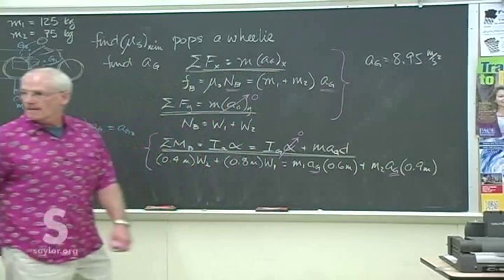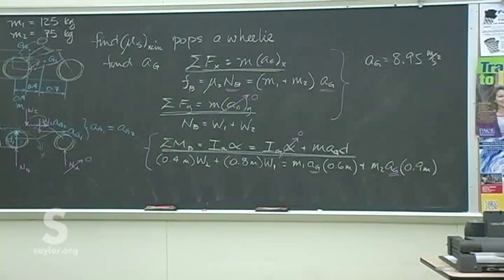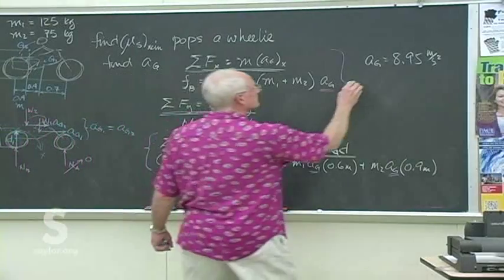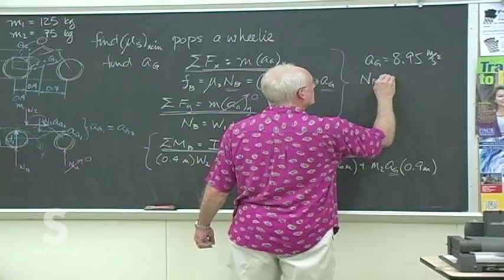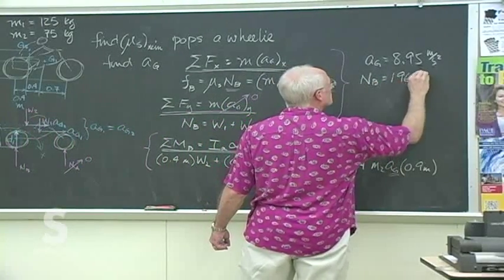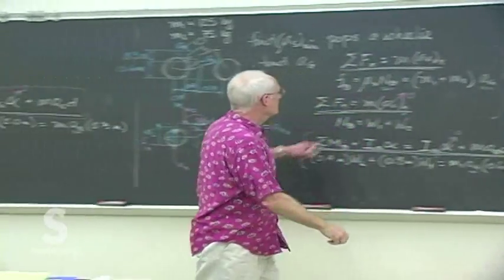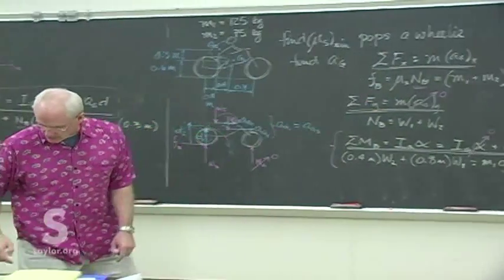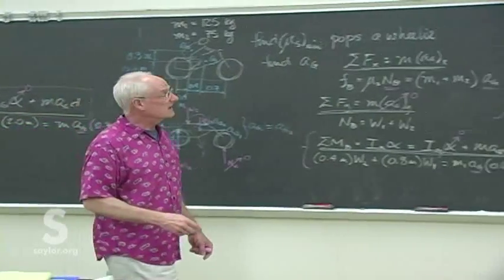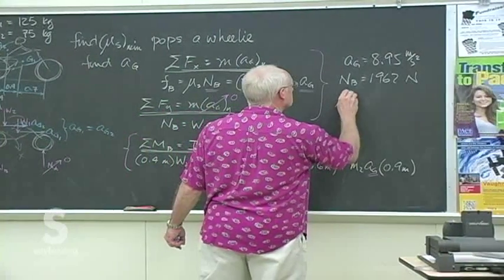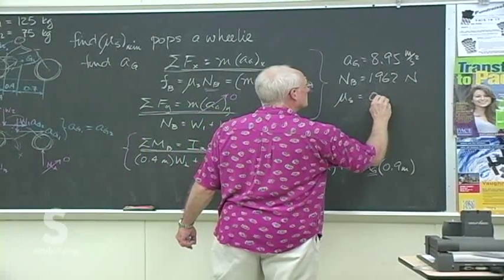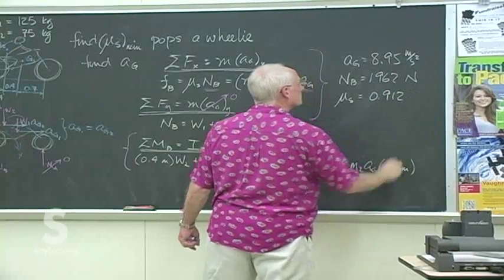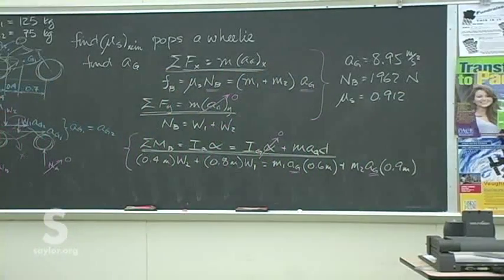Is that right? NB, which wasn't asked for, but we do need it to find the coefficient of friction, the minimum coefficient, and it looks like that's a 0.192. Which is a pretty high coefficient of friction.